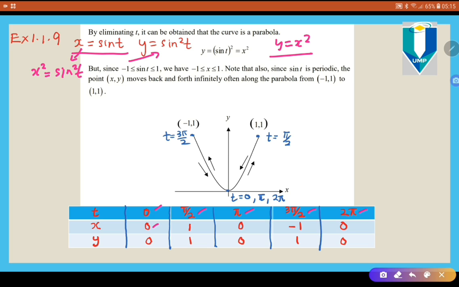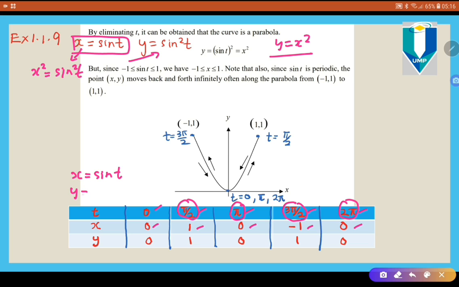So x value is sine t. When t is 0, sine 0 is 0. When t equivalent to pi over 2, sine pi over 2 is 1. When t equivalent to pi, sine pi is 0. When t equivalent to 3 pi over 2, sine 3 pi over 2 is -1. And when t equivalent to 2 pi, sine 2 pi is 0. So we get these points.